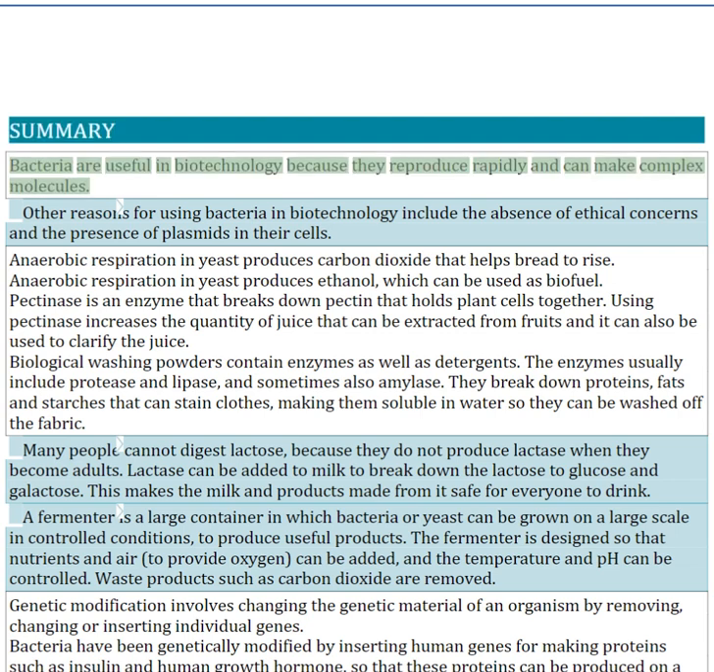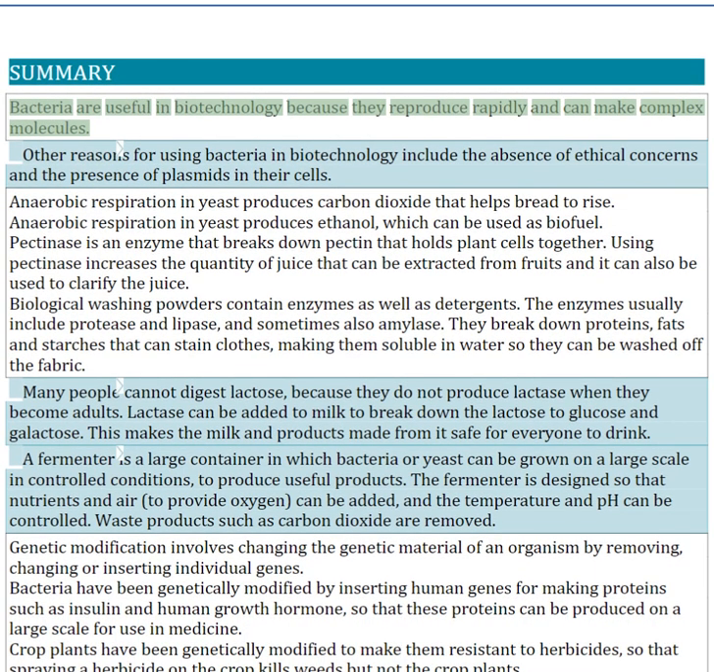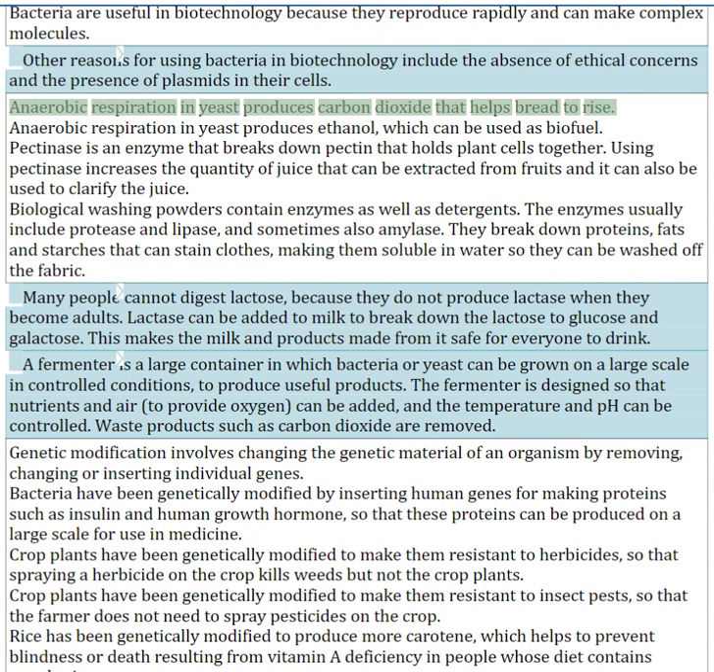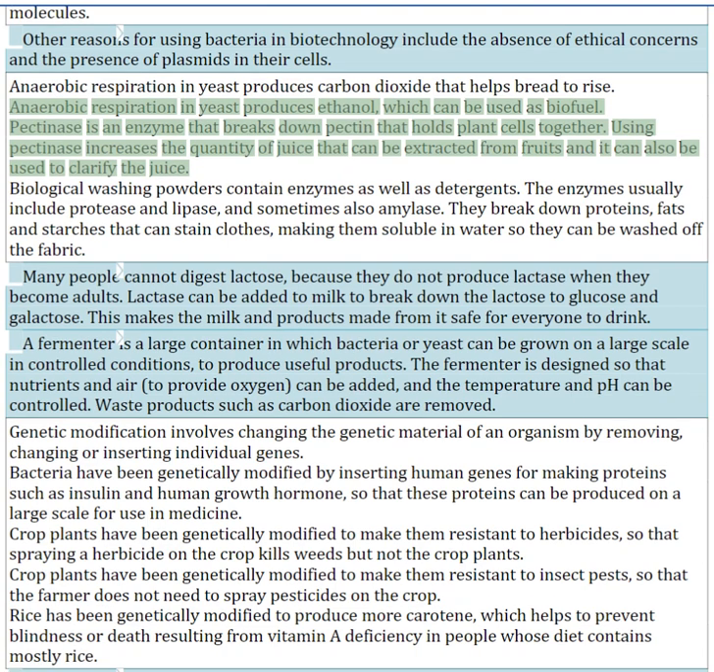Summary. Bacteria are useful in biotechnology because they reproduce rapidly and can make complex molecules. Other reasons for using bacteria in biotechnology include the absence of ethical concerns and the presence of plasmids in their cells. Anaerobic respiration in yeast produces carbon dioxide that helps bread to rise. Anaerobic respiration in yeast produces ethanol, which can be used as biofuel.